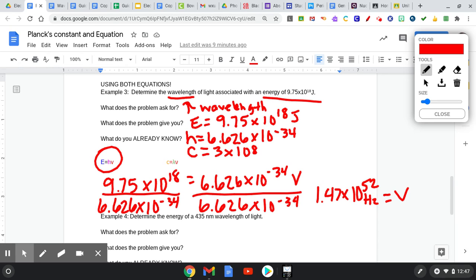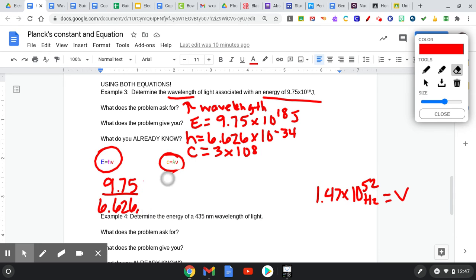Well, now it really wants to know wavelength. So now I have enough to solve this problem. Now that I've done all of this work, I can erase this just because I don't have enough room. You don't have to erase it if you have plenty of room. And now I'm going to use this equation. I'm going to use my C equals wavelength times frequency. So I have C equals wavelength times frequency.